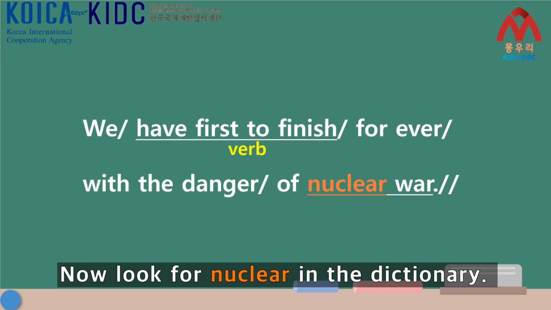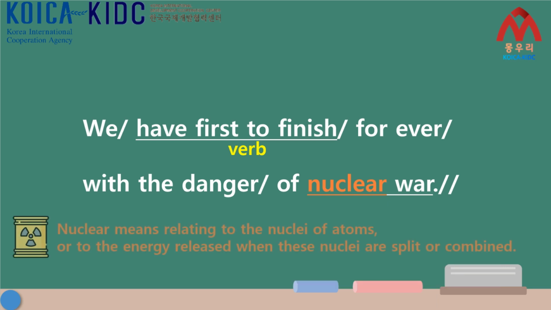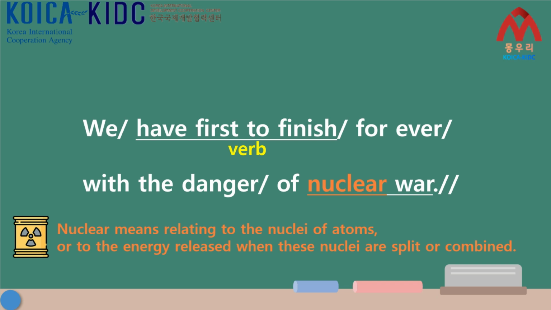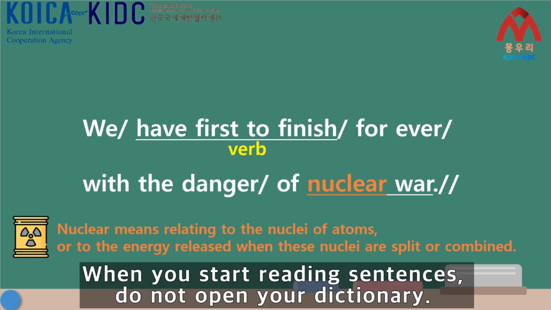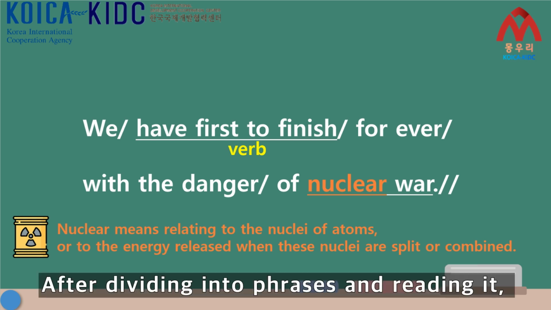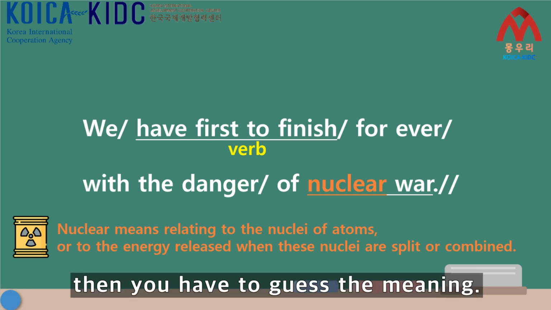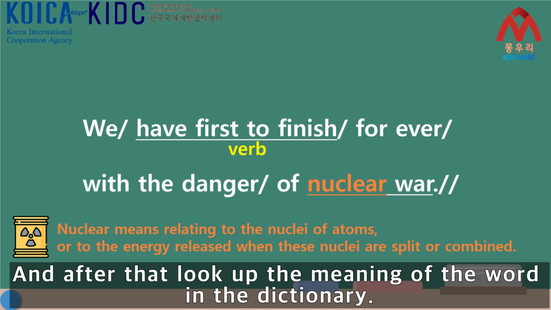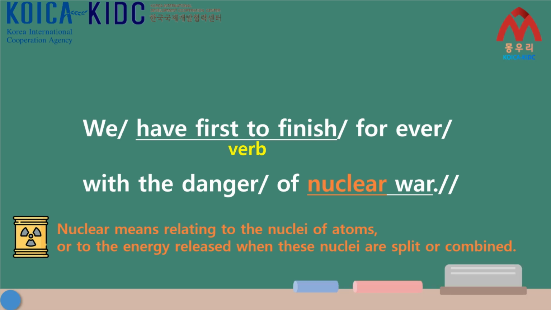Now, look for nuclear in the dictionary. Nuclear means relating to the nuclei of atoms or to the energy released when these nuclei are split or combined. Anyway, it is related to war. When you start reading sentences, do not open your dictionary. After dividing into phrases and reading it, then you have to guess the meaning. And after that, look up the meaning of the word in the dictionary.